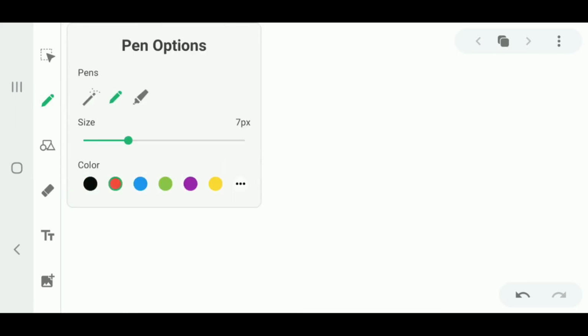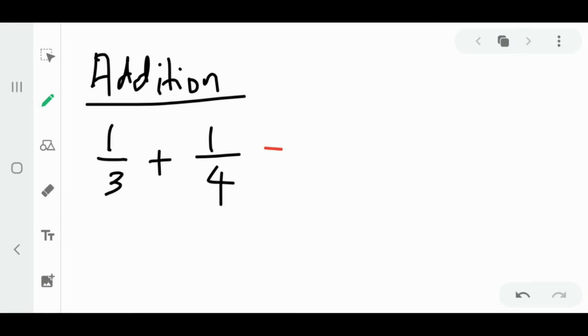So let's say we were going to add fractions first. Addition. Let's say we had 1/3 plus 1/4. So the trick that we're going to use, guys, is first things first, you multiply the denominators. Multiply. So 3 times 4 would give us 12, right?